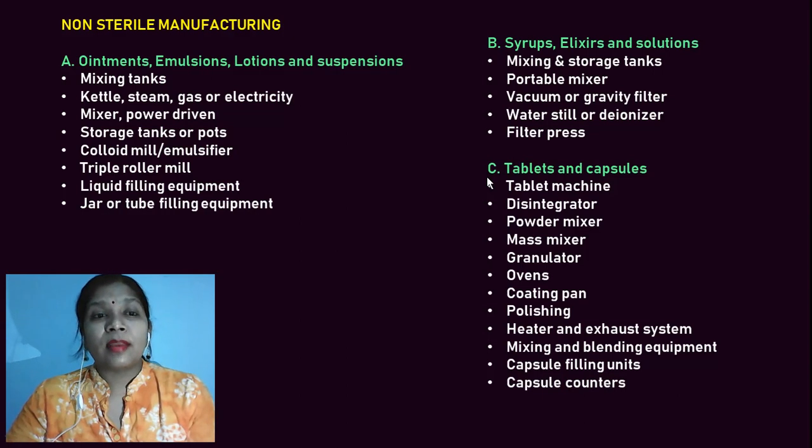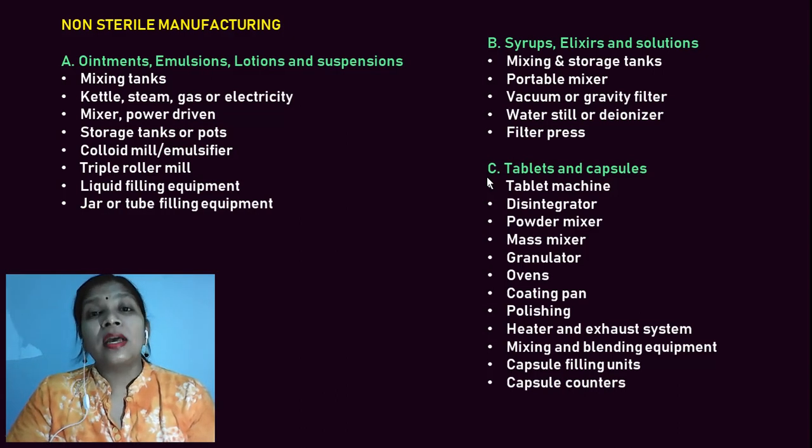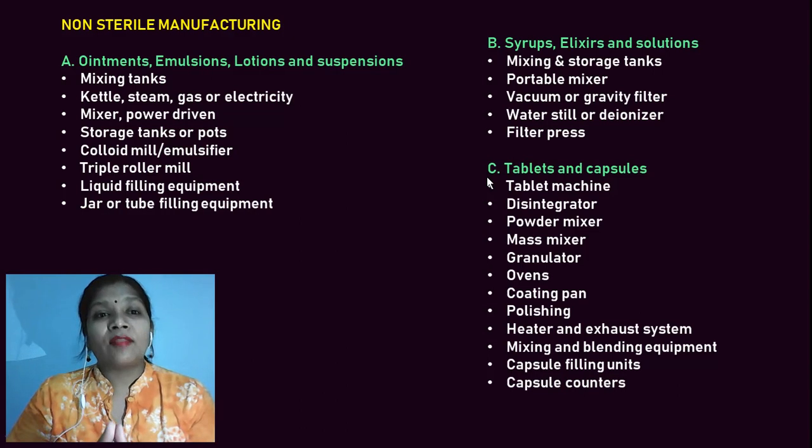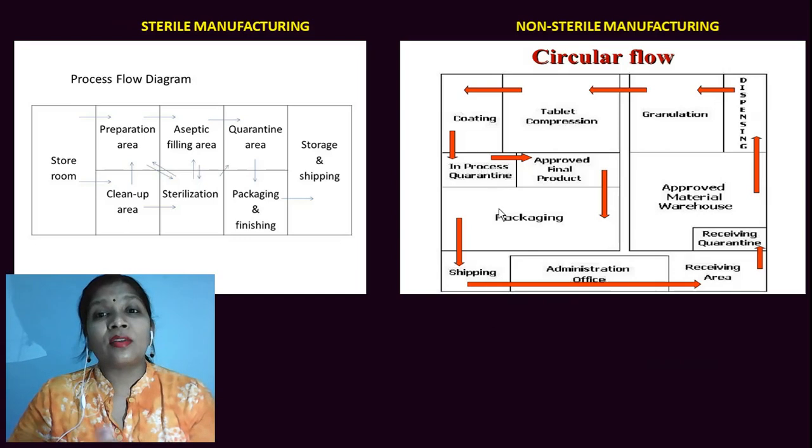Now coming to the non-sterile manufacturing, here I have broadly classified this into three categories. The first one is the semi-solid preparations, or you can say the biphasic substances, like the ointments, emulsions, lotions and the suspensions. The next set is your syrups, elixirs and solutions, the monophasic substances, and lastly the tablets and the capsules. So in this slide you can find the different equipments which we are using during the manufacture of the non-sterile products. Now this is the slide which shows you the basic difference between the sterile manufacturing and the non-sterile manufacturing.